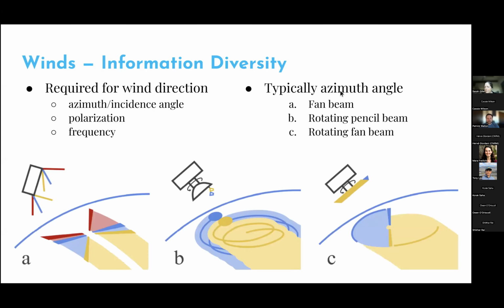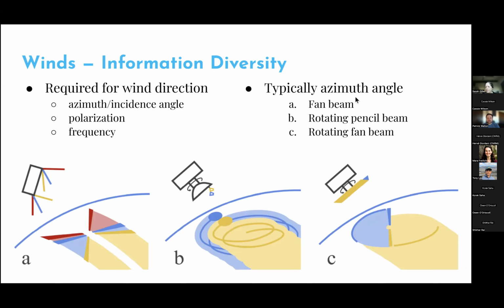So for winds with scatterometry, there's this requirement. If you're going to get wind vectors, wind speed and direction, there's this requirement for information diversity. And that can be done through varying geometries. It can be done through polarizations or frequencies. Most typically, the bulk of the information diversity is achieved through azimuth angle diversity.